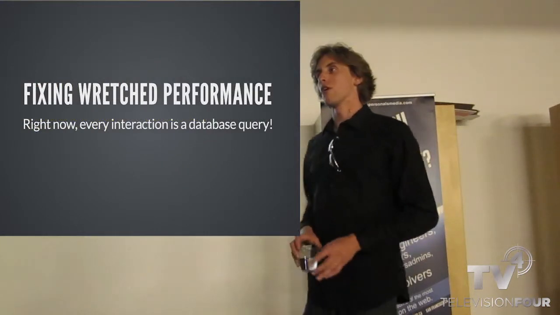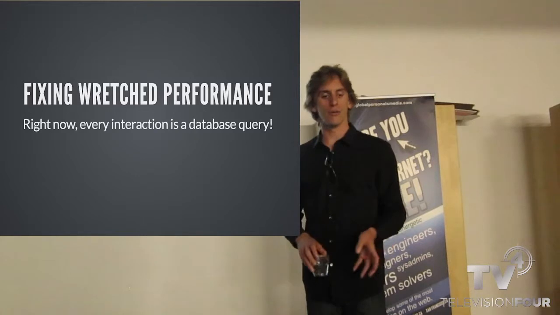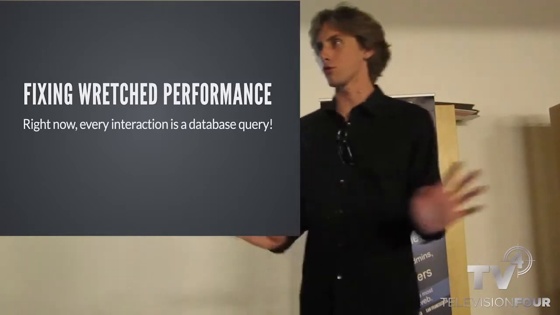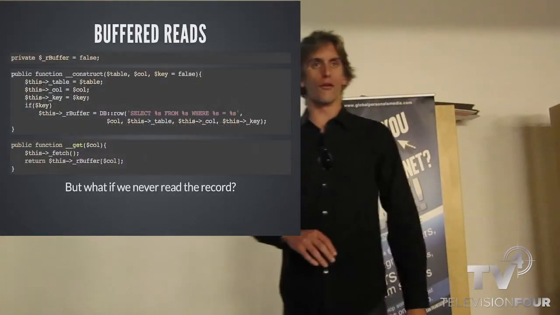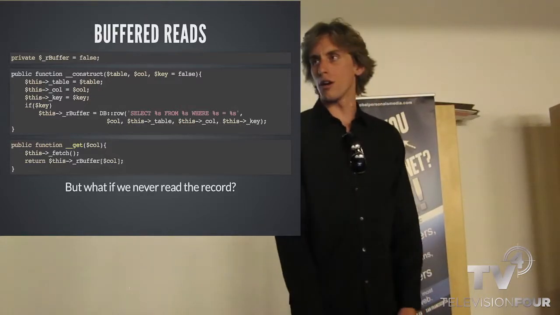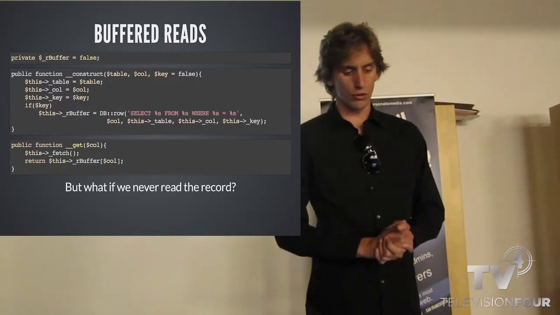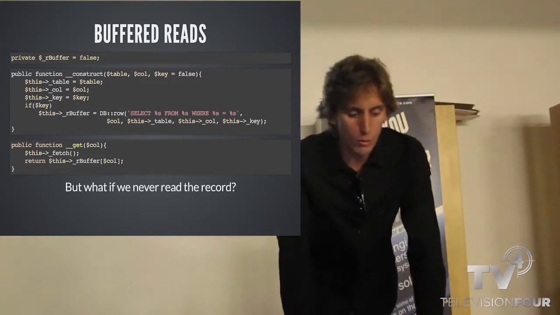But for anyone following along, performance here is bad. Right now, every time we do an interaction, we make a database call, and that's just terrible. Nobody actually implements active record like that. So the first thing we want to do is buffer our reads. That's pretty trivial. We'll add a read buffer and set it to false by default. In this case, if there's a key, let's load the stuff into the read buffer. We'll go ahead and put a get.